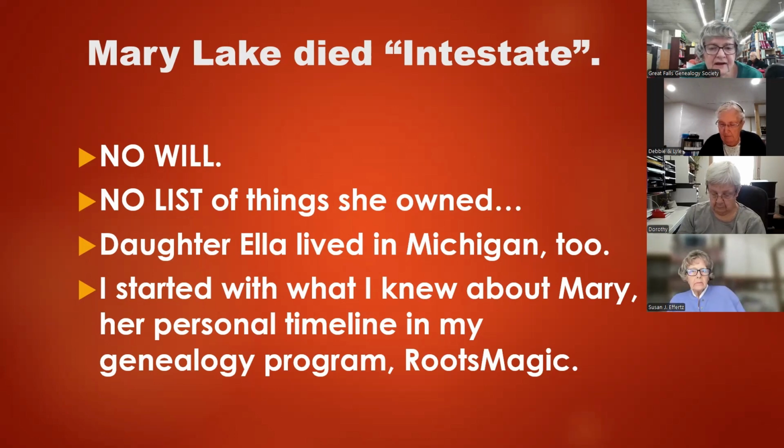Well, her daughter Ella happened to live in Michigan too. The time is 1906. So I started with what I knew about Mary in her personal timeline in my genealogy program, and I use RootsMagic. But Legacy is pretty much the same. Family Tree Maker is pretty much the same. If you're using anything online to keep track of stuff, they're worth it.